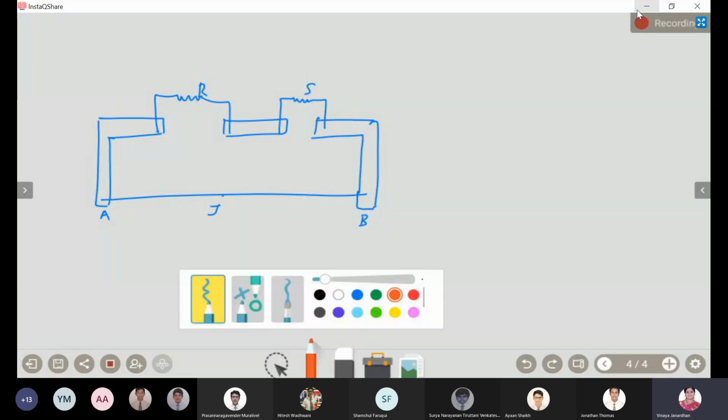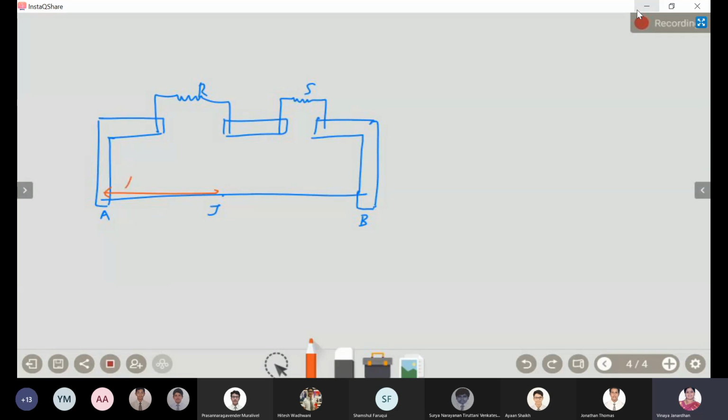Now the first part of the question is, I have two resistors. R is a known resistance, S is unknown resistance. They are connected in a meter bridge circuit. The balancing length L is found to be 60 centimeters. So what will be your balance condition?